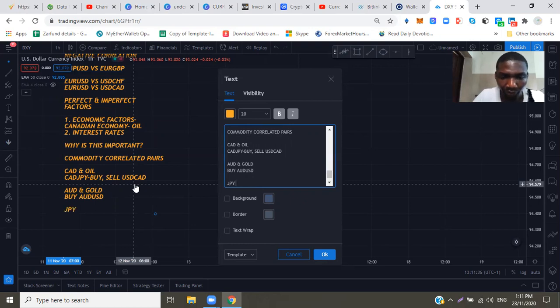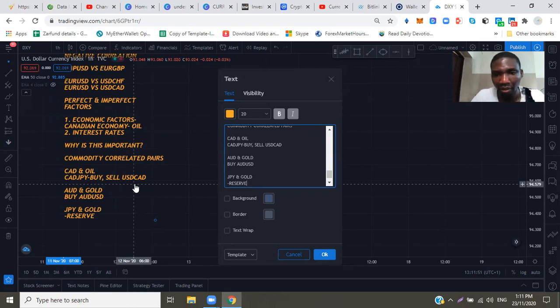Okay, so the next one has to do with JPY and gold. Why JPY and gold? Now, JPY is one of the reserve currencies in the world. It's a very stable currency. It's one of the reserve currencies in the world, in addition to the US dollar and the euro. The US dollar and the euro are what you call the reserve currencies of the world. And JPY is one of those too.